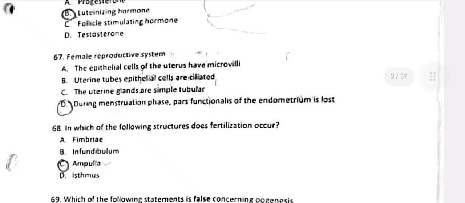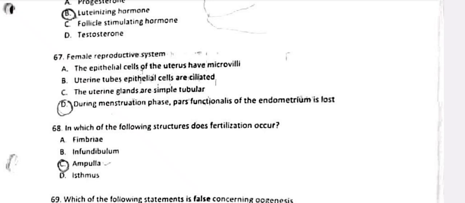Question 67 is saying the female reproductive system. So they're just generally assessing your knowledge on the female reproductive system. A, the epithelial cells of the uterus have microvilli. Microvilli, no, you wouldn't find them in this particular region. The uterine tubules' epithelial cells are ciliated. Why would the epithelial cells of the fallopian tube be ciliated? And then the uterine glands are simple tubular.